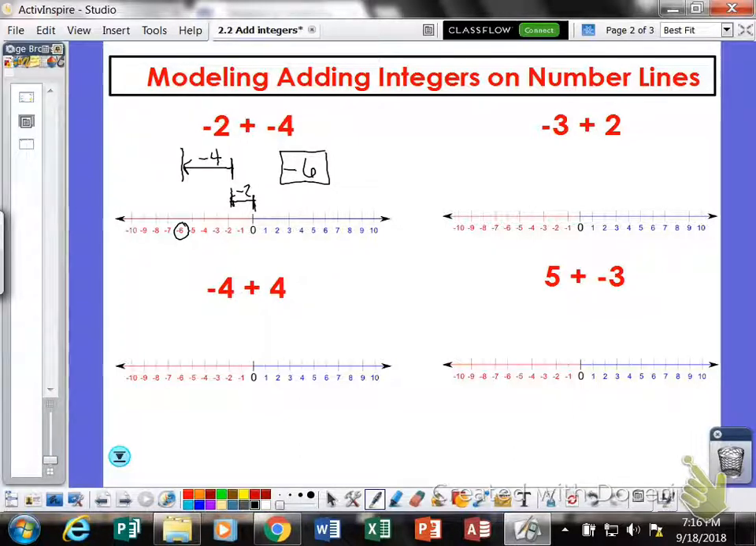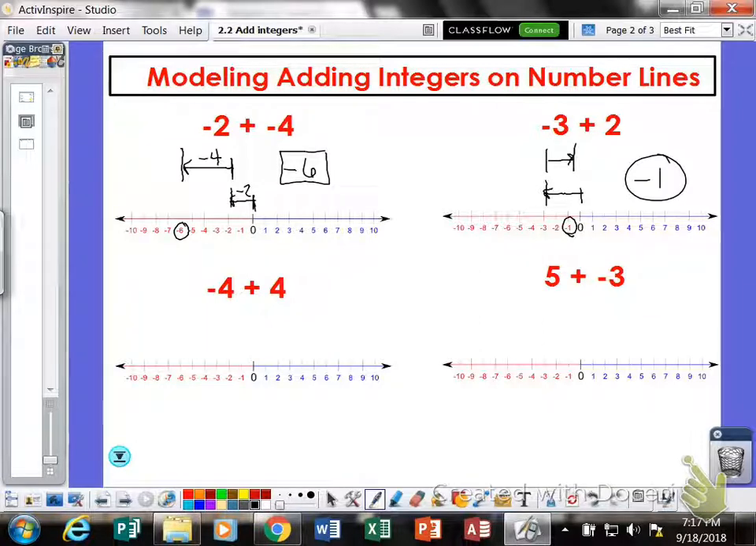All right, so -3. We always start at 0, so above the 0 I put a line, and I move to the left because it's -3. So there I am. Then I want to add +2. Now that it's positive, I'm going to come back 2, which is going to put me 1, 2 right there. And if I follow it down, I get -1 as my answer.